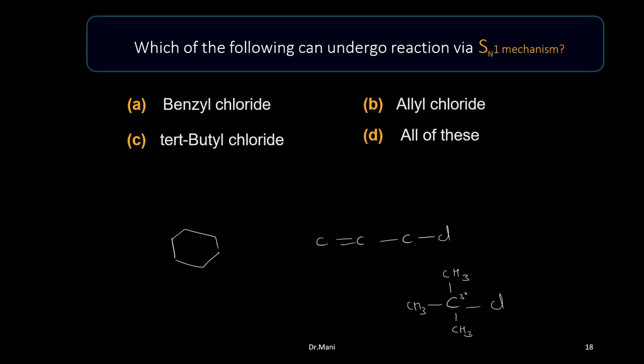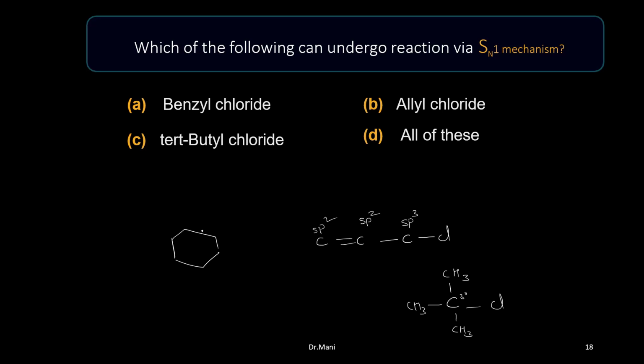So what is the meaning of allyl? The carbon which is attached to the halogen group is attached to another carbon which has a double bond. Yeah, you can say that, or you can say the halogen is attached to a carbon which is attached to the sp2 carbon. So here, this is sp2 carbon, this is sp2 carbon, this is sp3 carbon. So here, the carbon is attached to the double bonded carbon or sp2 carbon. So that's an allyl chloride.